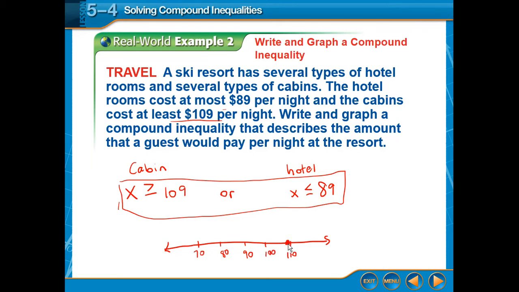I'm going to do a filled-in circle because of this, and I want values that are greater than that. So my arrow is going to be going that way. And then for this one, 89, it's about here. Again, it's a filled in circle because of that or equal to. And I want values that are less than it. So it's going to be going that way. So generally, a lot of the or statements, you have a gap in the middle. So it's either going to be going this way or that way.